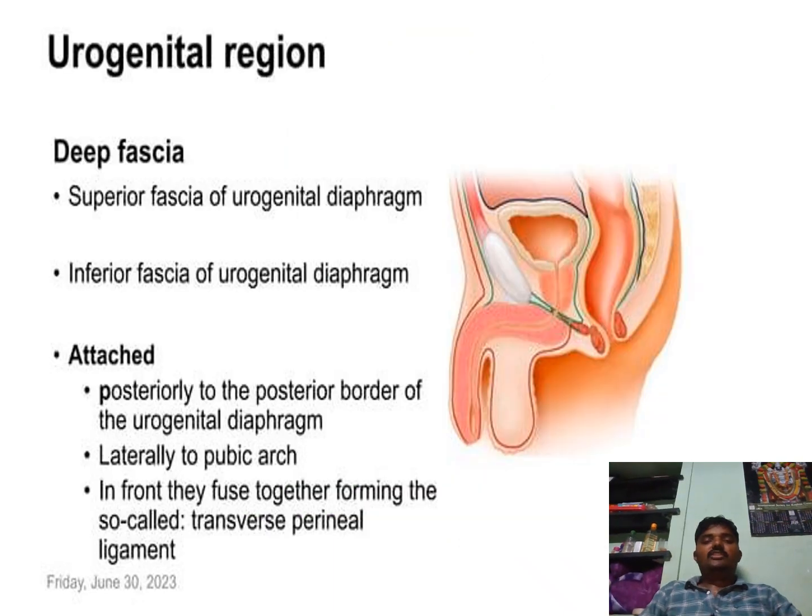The urogenital region also has a deep fascia: the superior fascia of the urogenital diaphragm and the inferior fascia of the urogenital diaphragm, with a space between them. They are attached to the posterior part of the urogenital diaphragm, laterally to the pubic arch, and in front they fuse together, forming the so-called transverse perineal ligament.